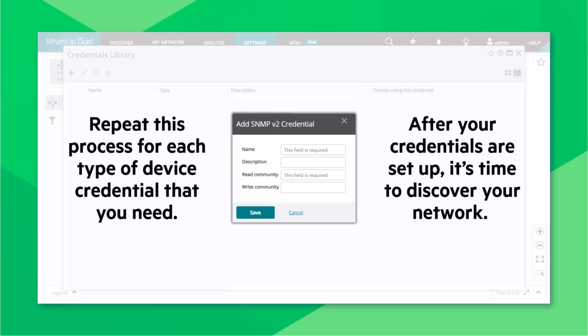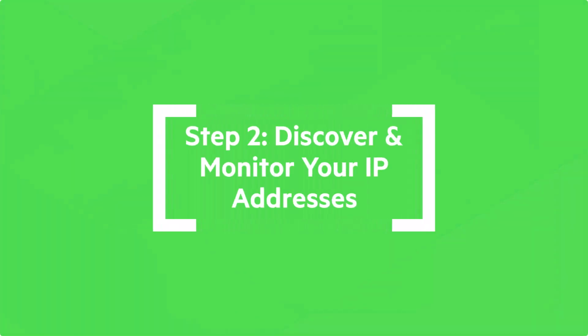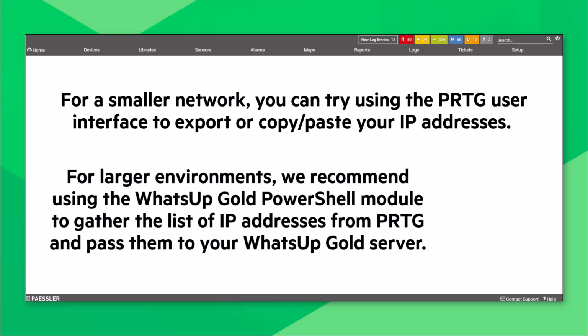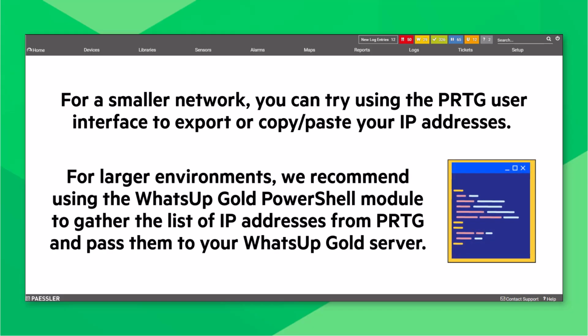After your credentials are set up, it's time to discover your network. We recommend that you begin your discovery scan with a list of IP addresses. For a smaller network, you can try using the PRTG user interface to export or copy-paste your IP addresses. But for larger environments, we recommend using the WhatsUp Gold PowerShell module to gather the list of IP addresses from PRTG and pass them to your WhatsUp Gold server.